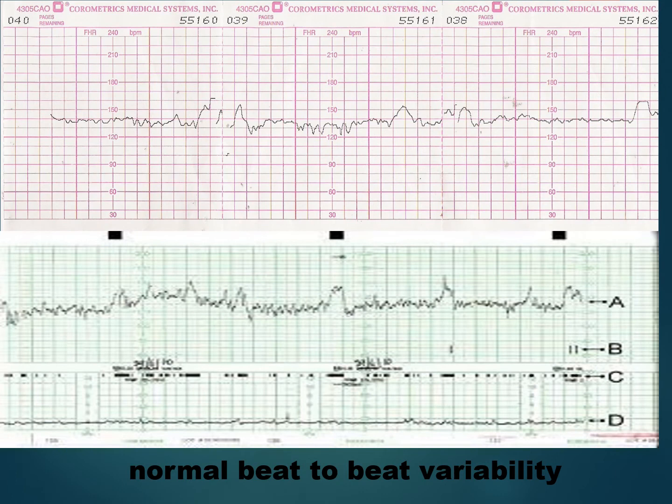This represents a good variability. You can notice that we have changes in successive beats in the baseline.